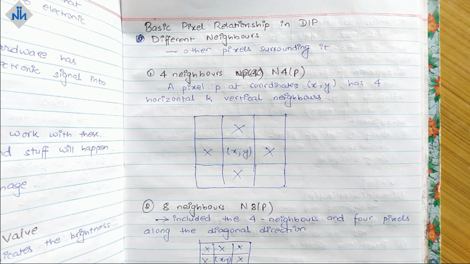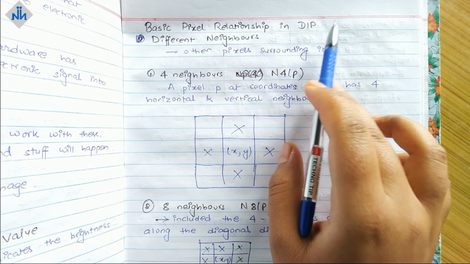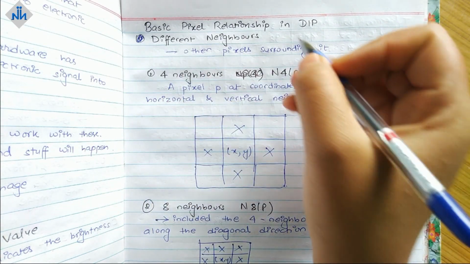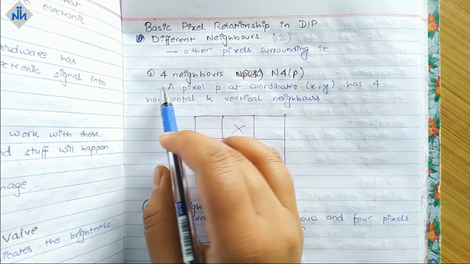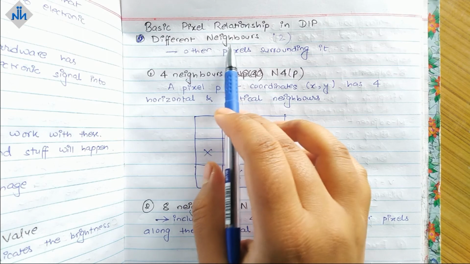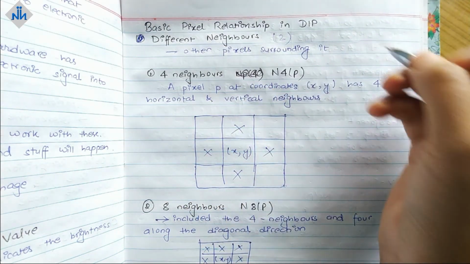From this video onwards, we are going to talk about basic pixel relationships in DIP. There are two different types of neighbors, 4 neighbors and 8 neighbors. And before that, what are neighbors? Neighbors are basically all the pixels that are surrounding a pixel.